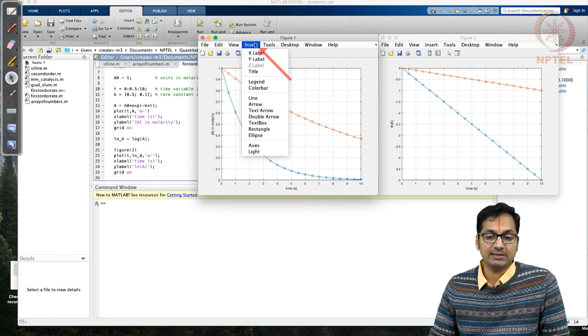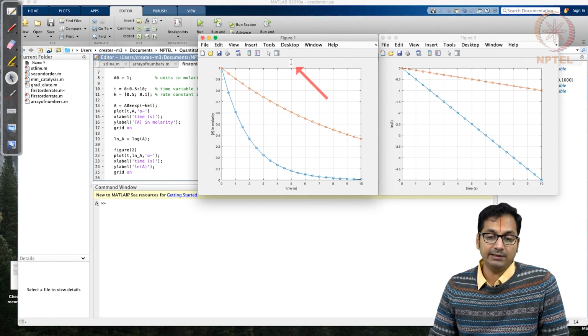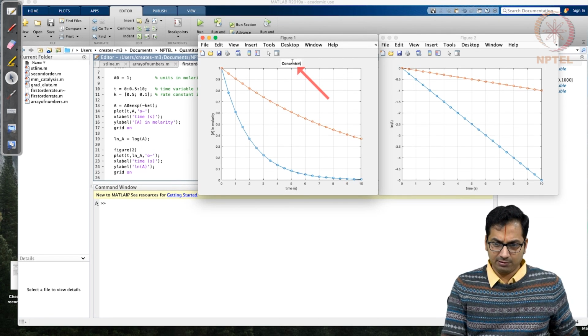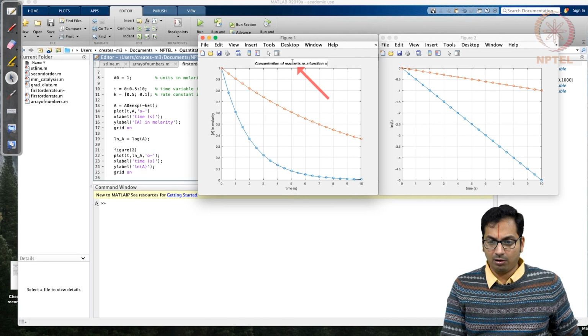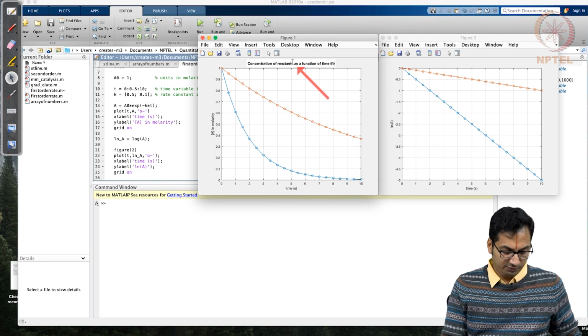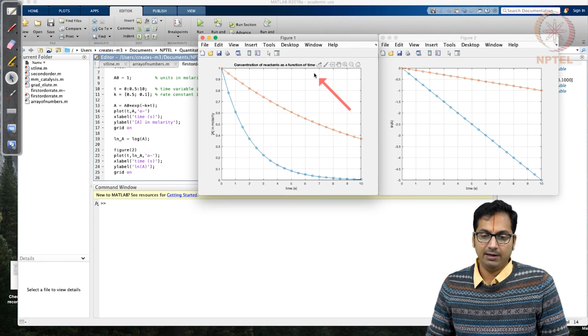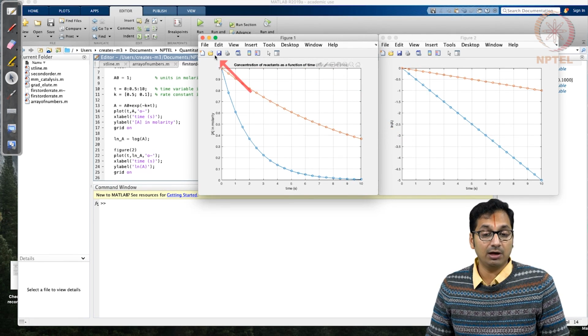And of course, you can always insert many things. You can insert the title for a given curve for saying concentration of reactants as a function of time, first order kinetics. Right? So you are able to add a lot more things that you would like to add.